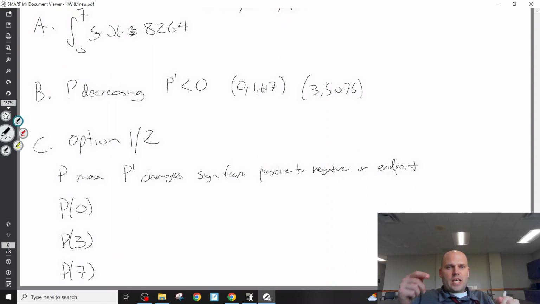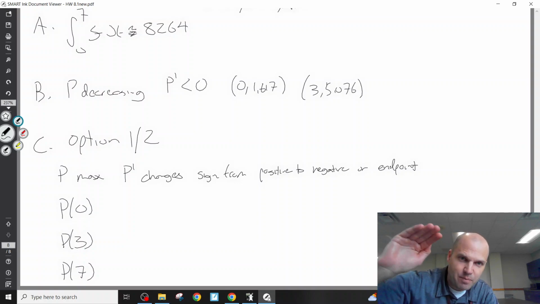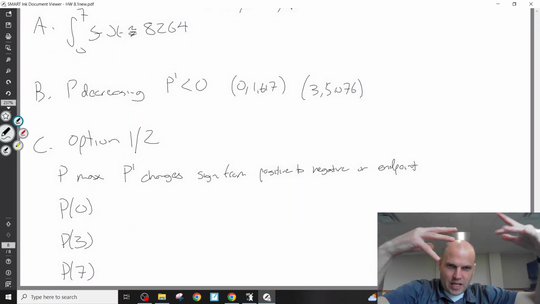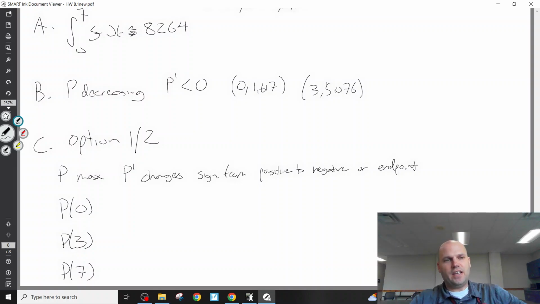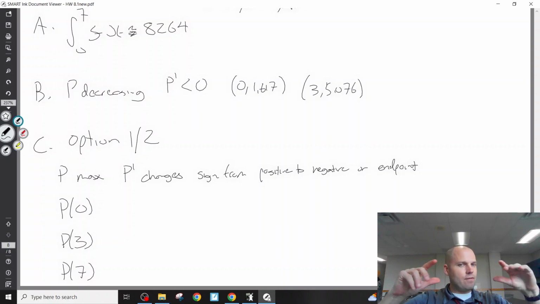I mean, you could even say 1.617 can't be a max because P is decreasing from 0 to 1.617. 5.076 can't be a max because P is decreasing from 3 to 5.076. I bet you they would even accept max can't be at 1.617 and 5.076 because of work in part B. I literally think, now that I'm thinking about this question, that was the original design. They're telling you, they ask you for part B so that you can know you don't have to check all of those different points for part C.